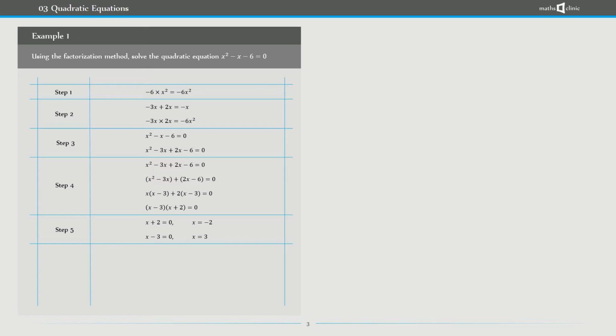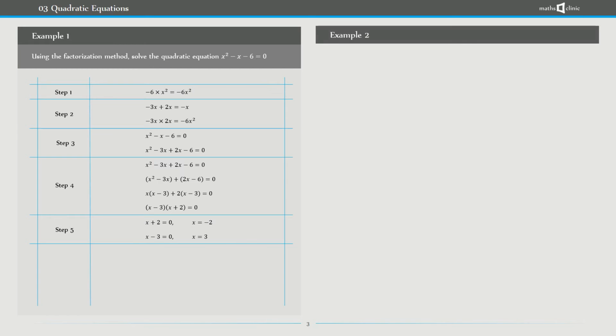And once you get to that point, you're safe through. It's very, very simple moving forward. So let's try another example.